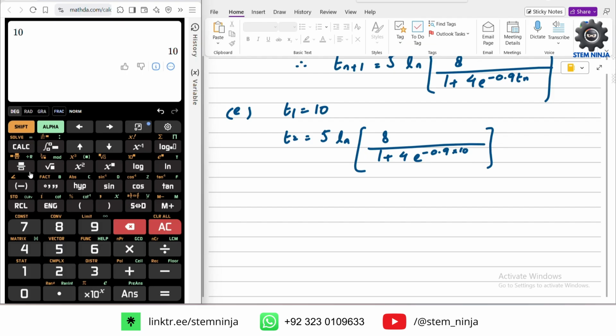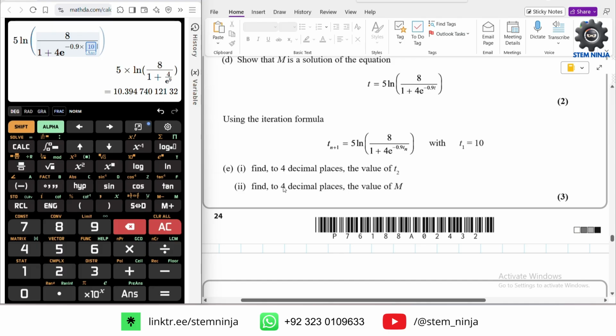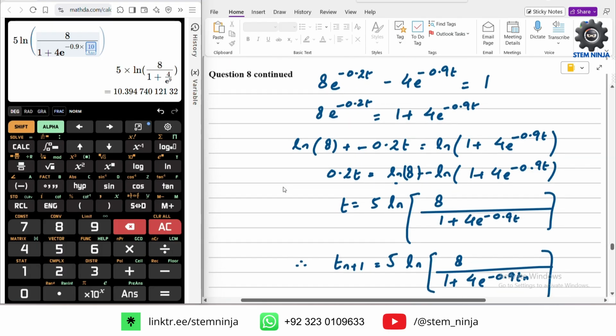10, you get 5 ln 8 divided by 1 plus 4e raised to the power minus 0.9 times the answer. We need it up to how many decimal places? 4 decimal places.